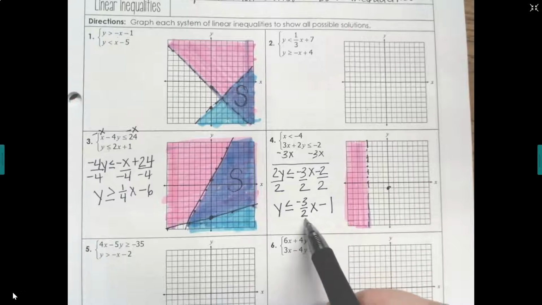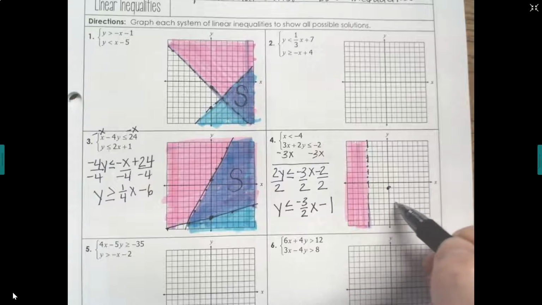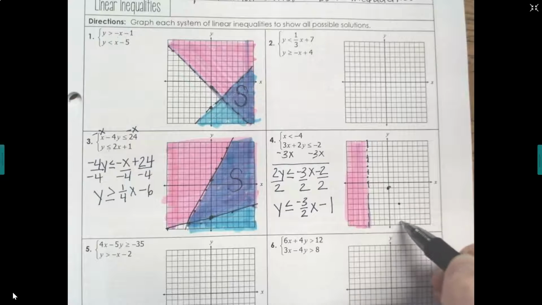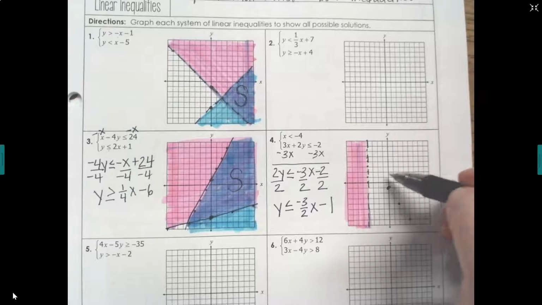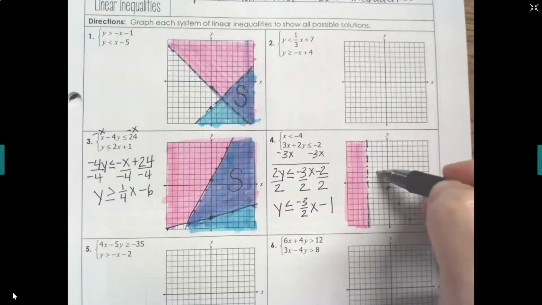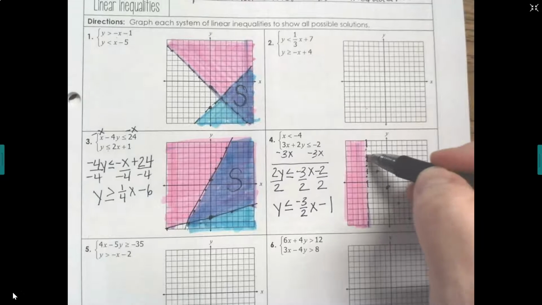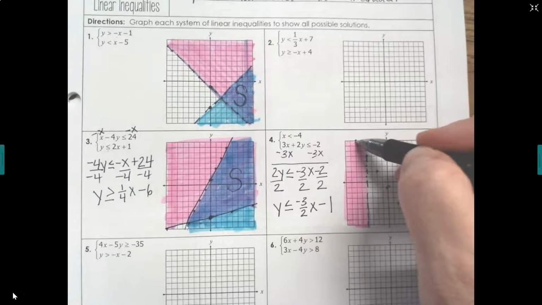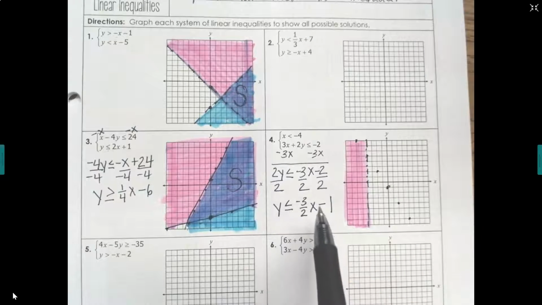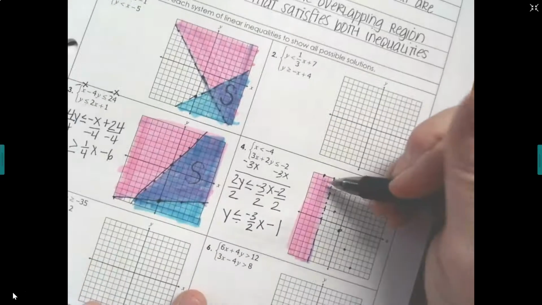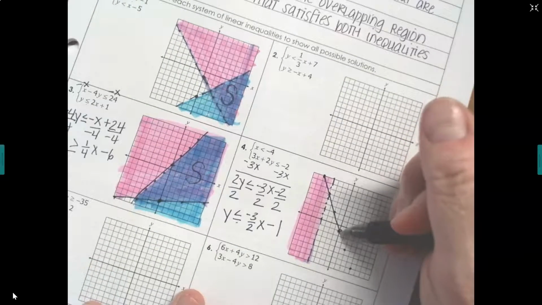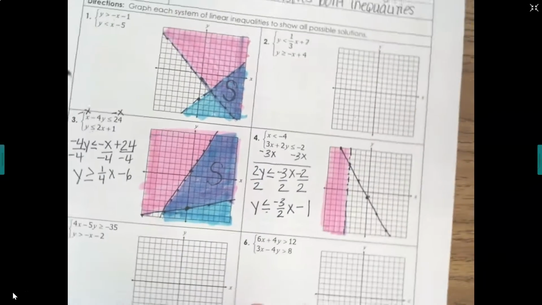So I'm going to graph my slope-intercept. This says go down 3, right 2. 1, 2, 3, 1, 2. And I'm going to go up and left. 1, 2, 3, 1, 2. All right. This is going to be a solid line. So graph a solid line.